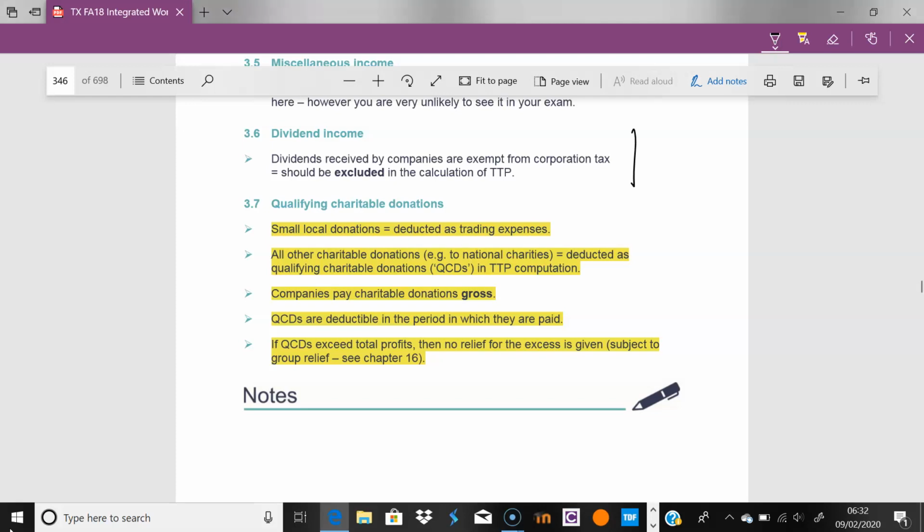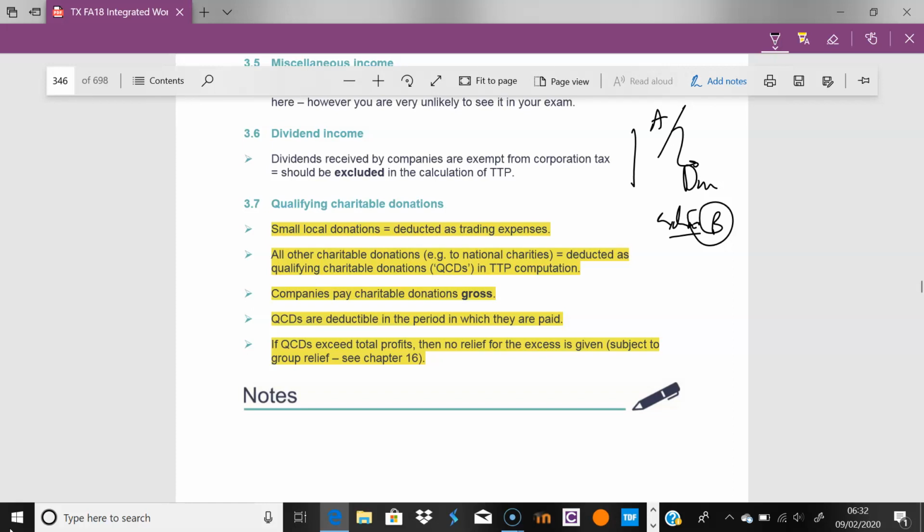As you can imagine, yes, a business receives dividends, but remember the dividends are paid out after tax has already been paid. So company A sends you some dividends, you're company B receiving those dividends, and tax has already been paid on that, so it's unfair to pay tax again. So that's excluded. We don't tax those again.